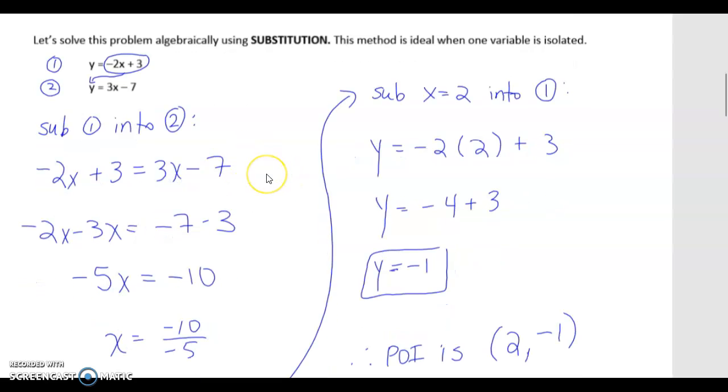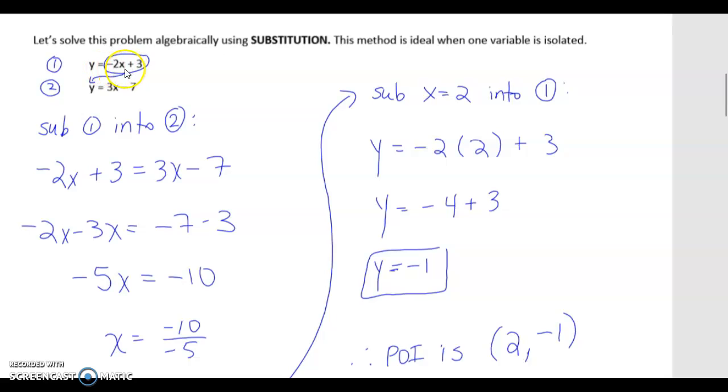Our first method is called substitution. When I have one variable isolated, we're going to do the exact same problem that we just graphed, okay? So my first equation was y equals negative 2x plus 3. My second is y equals 3x minus 7. First thing, I make things very clear in my instructions. I've got equation 1. In equation 1, I have negative 2x plus 3. I'm going to take this entire expression and substitute it in for y in equation 2. So I substitute equation 1 into equation 2, for that y.